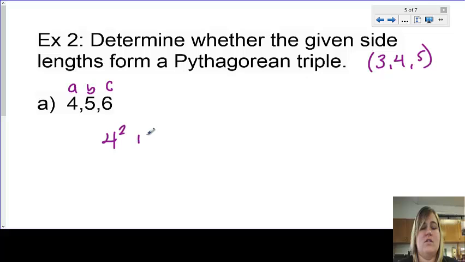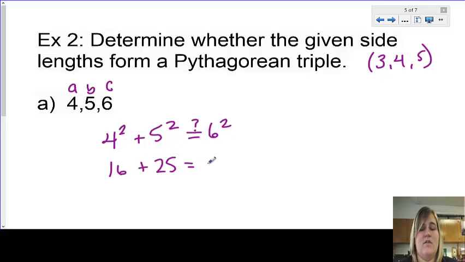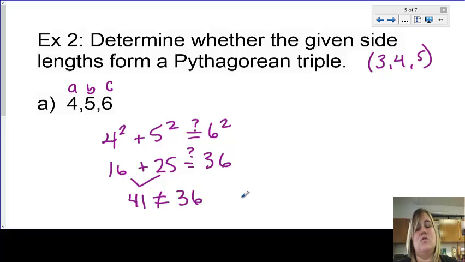So 4 squared plus 5 squared, does that equal 6 squared? 4 squared is 16, 5 squared is 25, does that equal 36? Well, when I put those two together, I get 41, which is not equal to 36. So, no, it is not a Pythagorean triple.